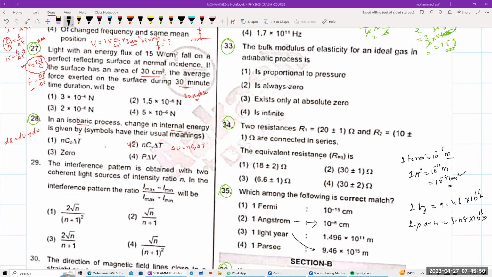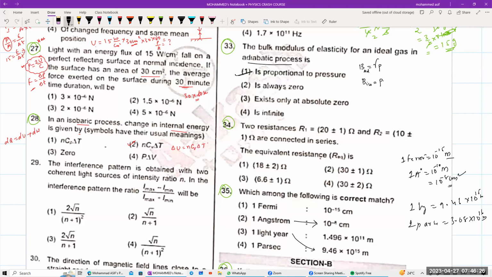Bulk modulus of elasticity for an ideal gas in an adiabatic process. In an adiabatic process, bulk modulus is equal to gamma times the pressure. For isothermal, bulk modulus will be equal to pressure P. Remember? So isothermal is proportional to adiabatic. Bulk modulus of elasticity of an ideal gas for an adiabatic process is proportional to pressure, not zero, not existing only at absolute temperature, not infinity. It is proportional to pressure P.